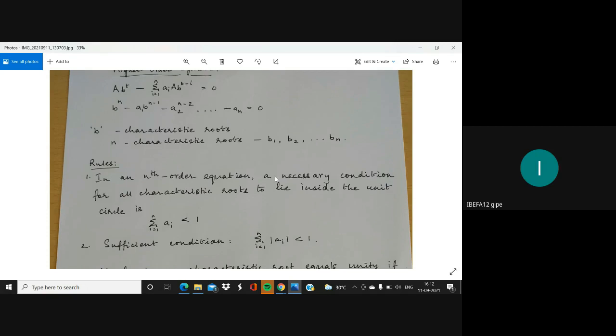So if you do this for higher order processes, in every case, if you don't believe me, you can try it out for yourself, you'll find that there will be n characteristic roots, depending on the order of the equation that you've chosen. Now there are certain properties for these characteristic roots, and only if they are satisfied will a particular time series be stationary.